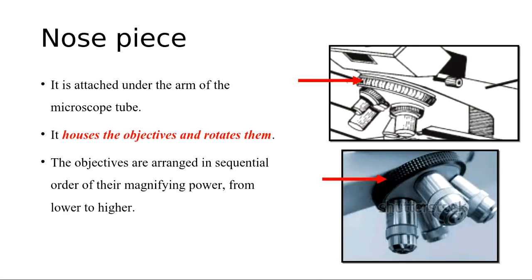Nose piece, I have told you, is a revolving nose piece. You can rotate the objectives, and you need to rotate them. Why? Because scanner view is 4x. If you want to magnify 10x, 40x, 100x, then you rotate the nose piece.